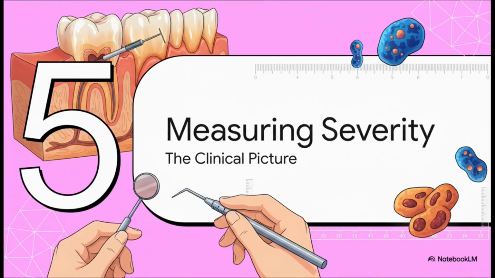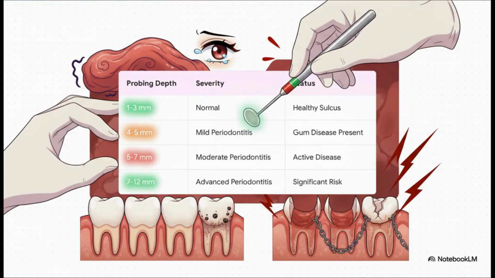So, with all this anatomical complexity going on, how in the world do clinicians actually assess the situation in a patient's mouth? Well, it all comes down to a really simple measurement. Using a tiny ruler called a periodontal probe, your dentist or hygienist measures the depth of that sulcus or pocket. And these numbers tell a huge story. 1 to 3 millimeters, you're in the healthy zone.